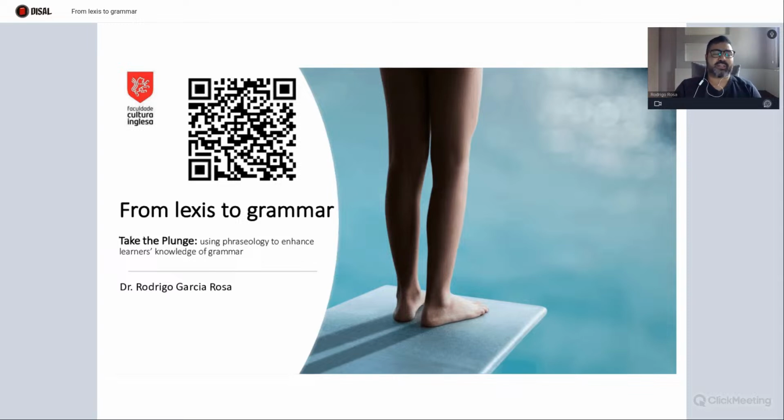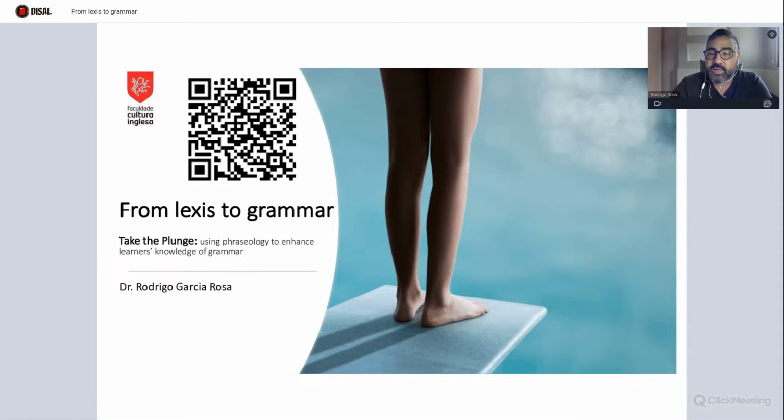There is just one little thing that I would like to tell you before we actually start discussing this fascinating subject. The presentation that you're about to see is based on an article that I wrote, and that was published, I think, 2 weeks ago. So it's really recent. The title of it is Take the Plunge: Using Phraseology to Enhance Learners' Knowledge of Grammar. This is the QR code for the article. It's an open access article, so you can scan it and afterwards read about what we're going to discuss.